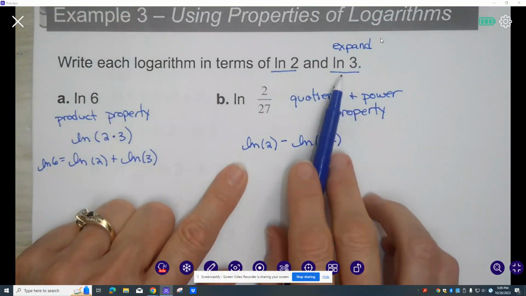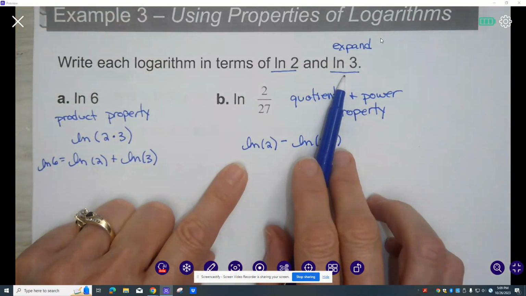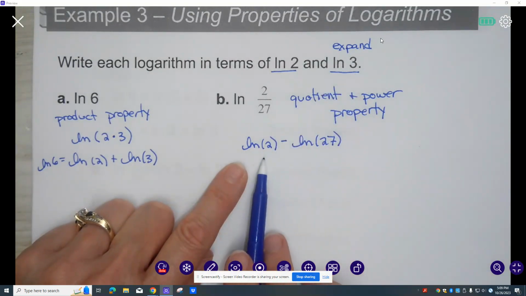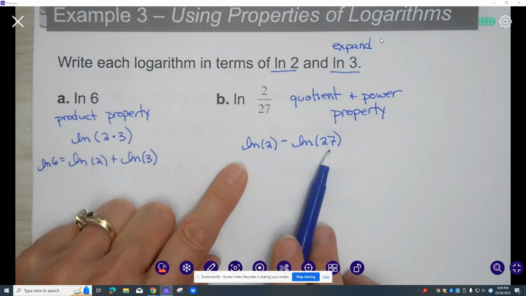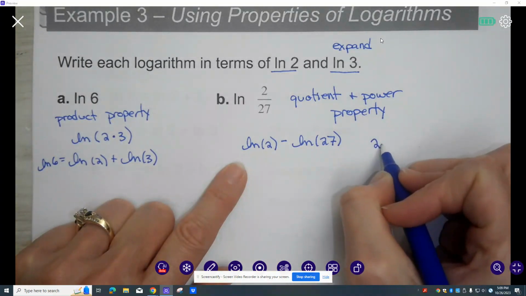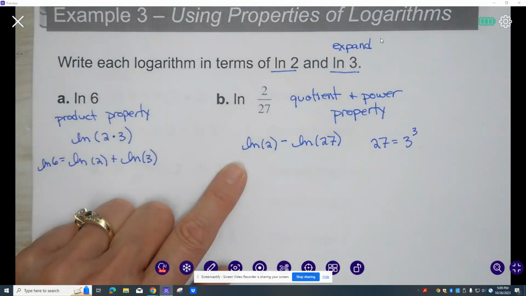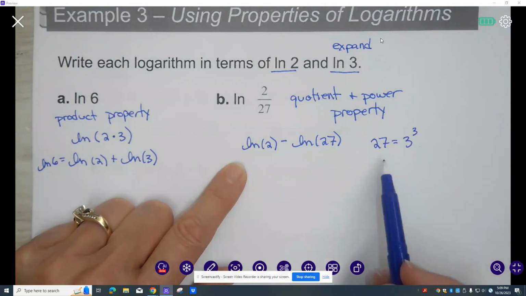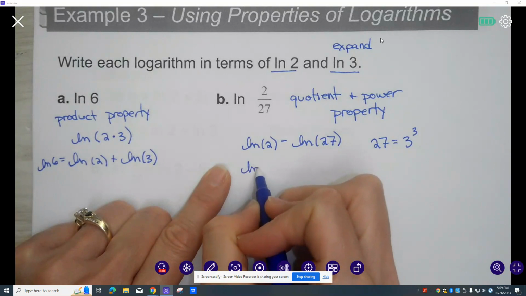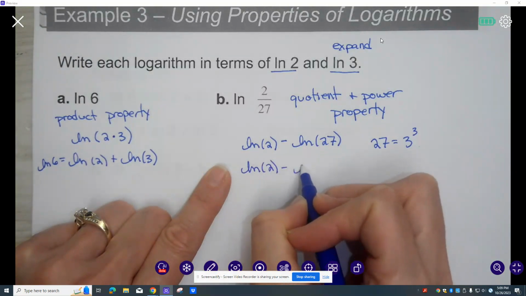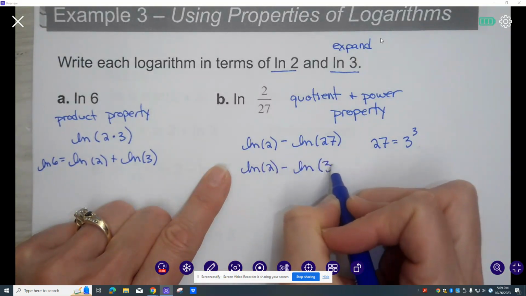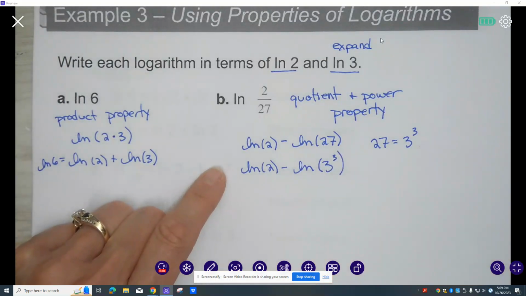But remember, up here, they said, write it in terms of natural log of 2 and 3. Well, I got a natural log of 2. This is not a natural log of 3. But if you think about it, 27 is the same as 3 to the third. So I'm going to say, all right, well, let me rewrite that. Let me write natural log of 2 minus natural log of 3 to the third.